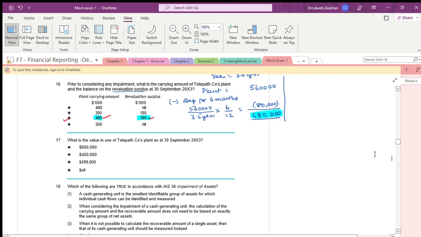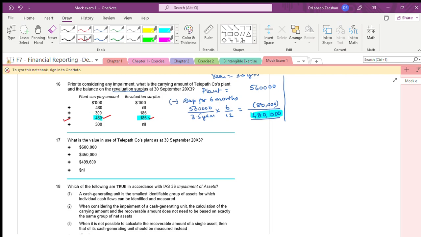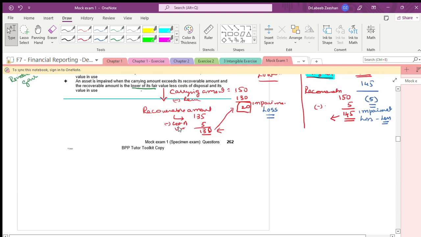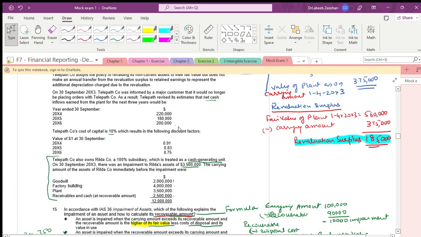What is the value of Telepath plant? Telepath plant as at 30th September 2003. Now, what is the value of the plant? How much is the plant? First, focus on the plant. They said the plant is how much? The year ended 30th September 2004, 2005, 2006. This much is there.